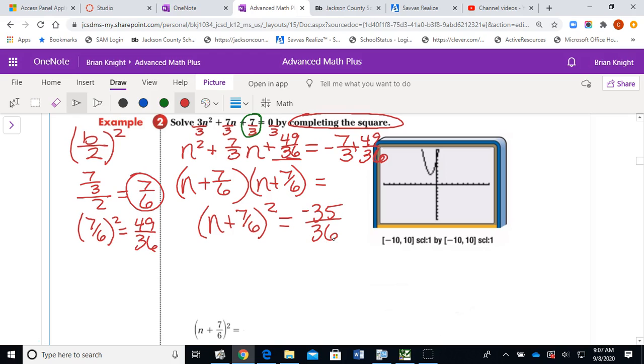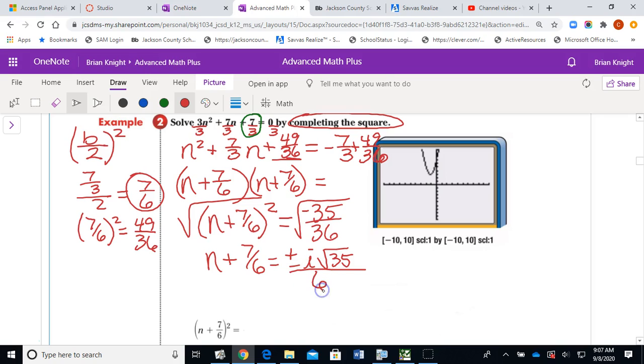And that's good. From here, it's just doing stuff you know how to do already. So how do I get rid of the square? I take the square root. That will be n plus 7 over 6 equals plus or minus square root of negative 35 over 36. Can we take the square root of 35? No. Okay. It's just going to stay square root of 35. But it's negative 35. So what comes out front? I. So it's I square root of 35 over, what's the square root of 36?